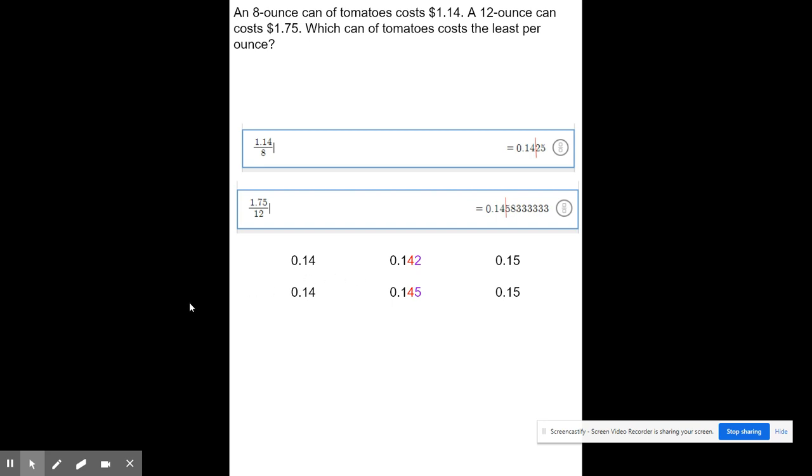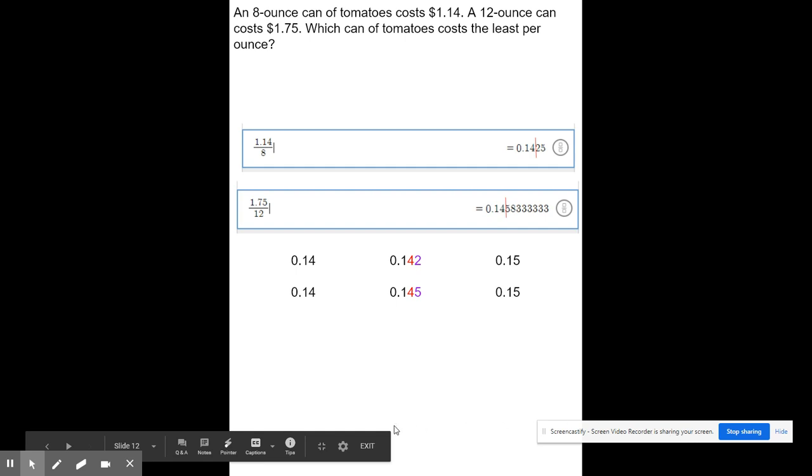It depends. Do you want 8 ounces or 12 ounces? Those are so close that in real life, you would buy whichever can you wanted to. You wouldn't worry about the cost per ounce. But this is a math problem. That is what it is, so we're going to care about it. That would be it.